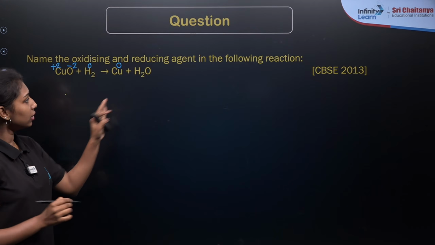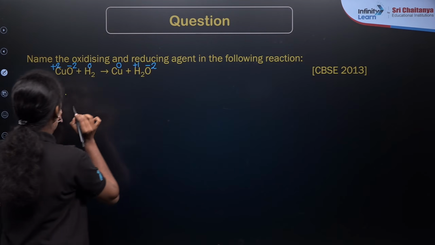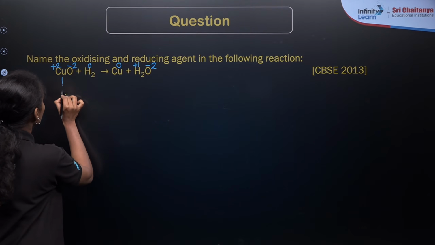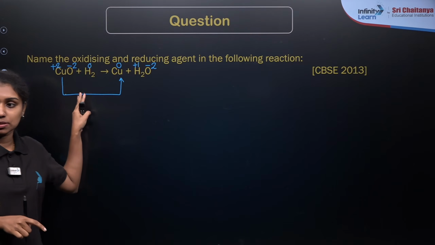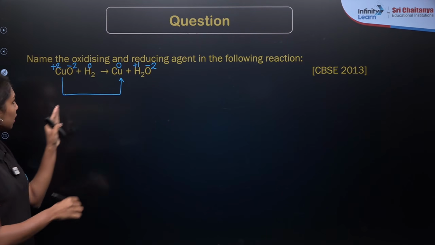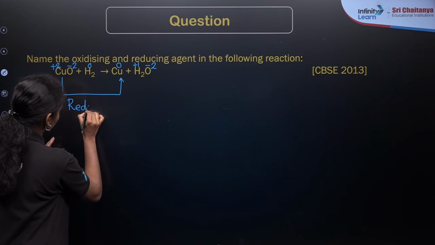Then what about the case of water? Hydrogen will have +1. Oxygen will have -2. So from the first compound, copper oxide, to copper, what is happening to the oxidation state of copper? It decreases from +2 to 0, right? +2 to 0 means the oxidation number decreases, so the process is known as a reduction process.